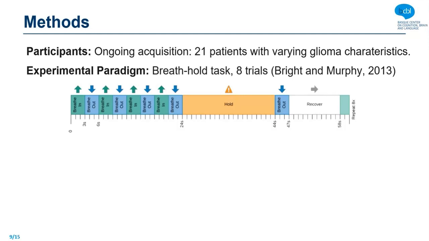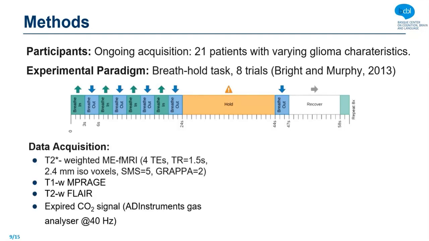The experimental paradigm is a breath hold test with 8 trials, with a total of 20 seconds of apnea, exhale before and exhale after the apnea. The data acquisition was a multi-echo sequence. We got anatomical images of T1 and T2 FLAIR and the expired CO2 signal.